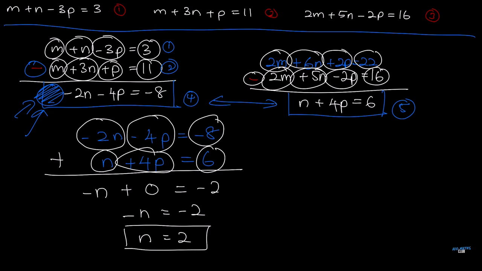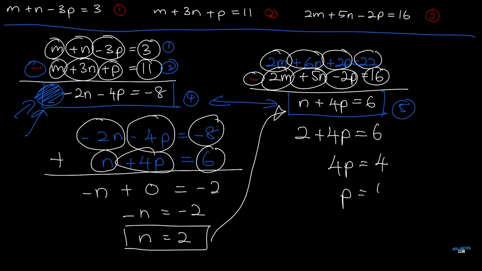Now what do I do? I go reverse. From here, I can go to equation 5. So 2 plus 4p equals to 6. 4p is equals to 6 minus 2, which is 4. P is equals to 4 over 4, which is 1. So now I've got p as well. What do I do? I have my n, I have my p.